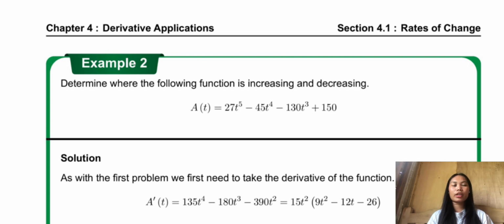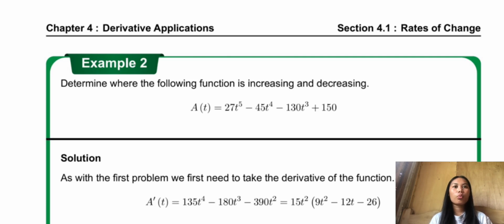To determine where a function is increasing or decreasing, we first need to find its derivative. The derivative of A(t) represents the rate of change of the function. So A'(t) = 135t^4 - 180t^3 - 390t. This is the first derivative of the given function.